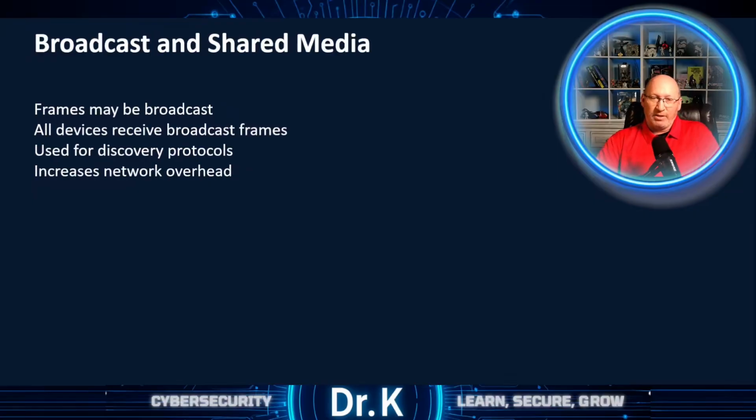On a shared medium, like Ethernet or Wi-Fi, frames can be broadcast to every device on the link. This means that every device sees the transmission. Broadcasting is useful for discovery protocols such as ARP, Address Resolution Protocol. This maps the IP address to the MAC address, but excessive broadcast traffic can actually create overhead and reduce the efficiency of the overall network. This is why very large networks are often segmented to control the scope of broadcast domains.